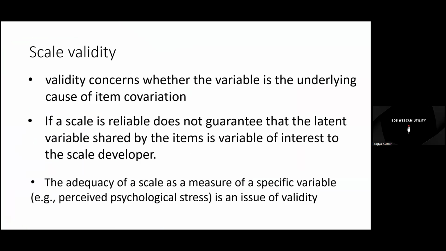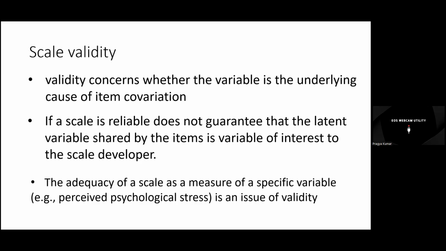So coming to the validity of scale. What is validity? We will again discuss these concepts when we do the factor analysis. But when you are trying to measure a construct, are you measuring the same construct through the item? That is the validity. Validity is whether the score you have got is a true reflection of your construct. If the scale is reliable, it does not guarantee that the latent variable shared by the items is the variable of interest. What does that mean? If you get a high reliability, that is 0.8 or 0.9, that doesn't mean that the scale is valid.